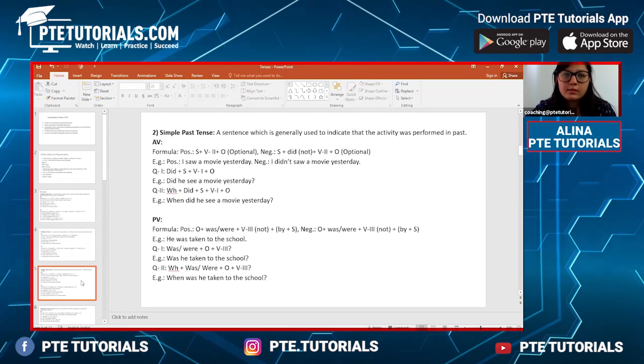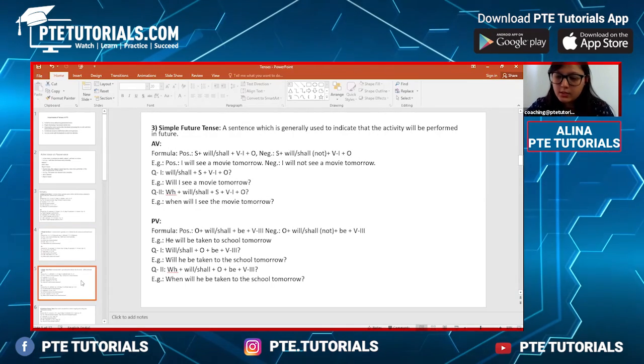So simple past tense is simply the things which are done in the past. In active, the format would be subject, verb 2, object. In passive voice, the formula would be object, then was/were, then verb 3, and then simply it's done. You can add by plus subject and other things as well. If you have a time duration, then you always need to add it in the last part only, not in the beginning part. Now the third tense is simple future tense.